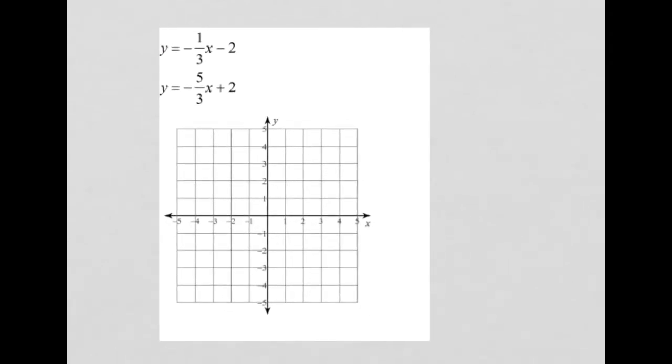My y-intercept, again, I start there. I go to negative 2 and I put a dot. My slope is a negative 1/3. So if I go positive 1, I must go negative 3. If I go negative 1, then I go positive 3. And then you connect. And you're done with that line. Time to move on to the pink line.